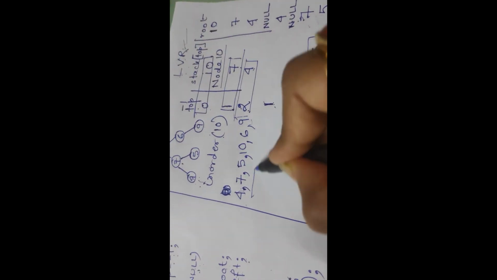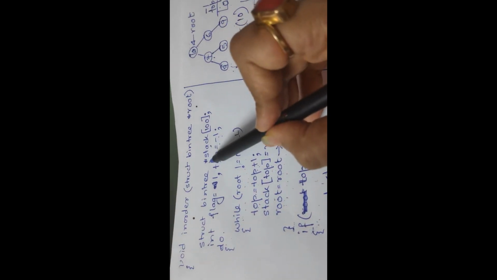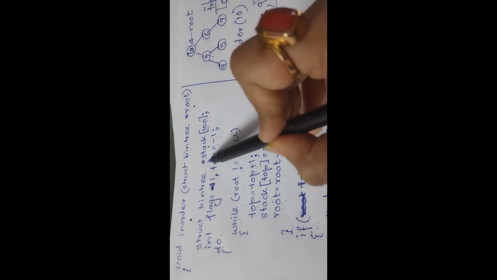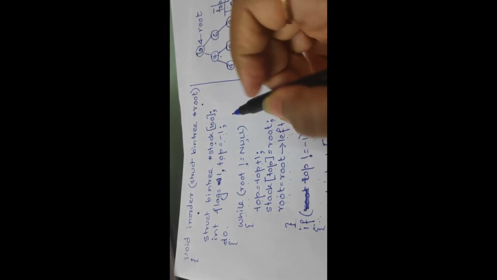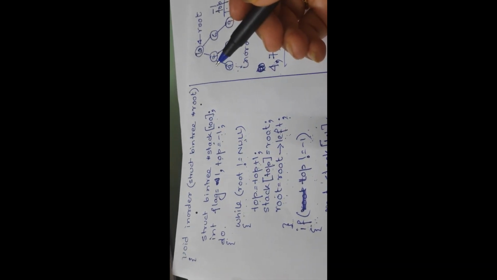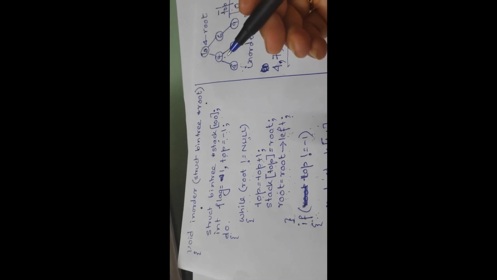So therefore this is the result that we get from our inorder traversal. And how do we implement the algorithm of inorder traversal? The non-recursive inorder traversal algorithm is implemented with the help of a stack. We implement a stack and using the stack we have created the inorder non-recursive algorithm for binary tree.